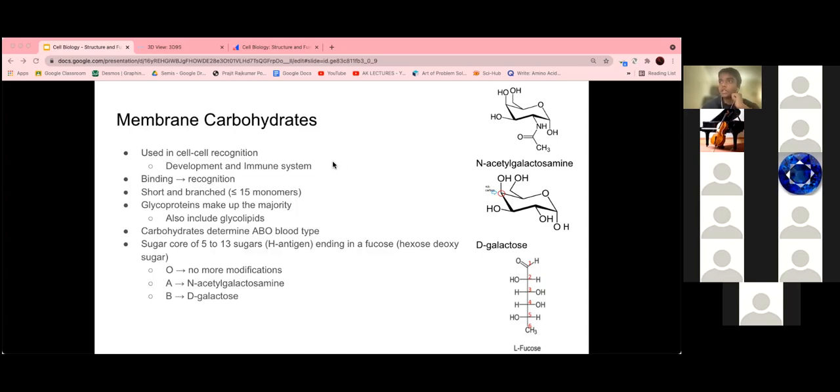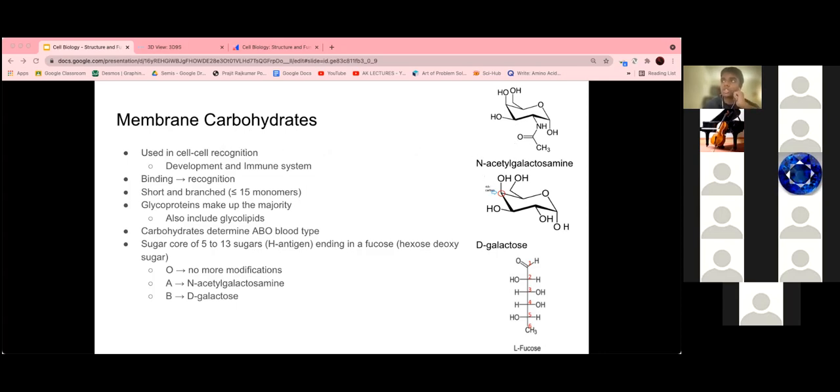The carbohydrate involved in the ABO blood type is built around a sugar core of 5 to 13 sugars, which is known as the H antigen. The sugar core ends in a fucose, which is a hexose deoxy sugar. After this, the O blood type has no additional modifications. In the A blood type, an extra sugar, N-acetylgalactosamine, is added to the end of the sugar core. In the B blood type, the extra sugar is D-galactose. This system allows for the recognition of the body's red blood cells and thus the recognition of foreign cells.